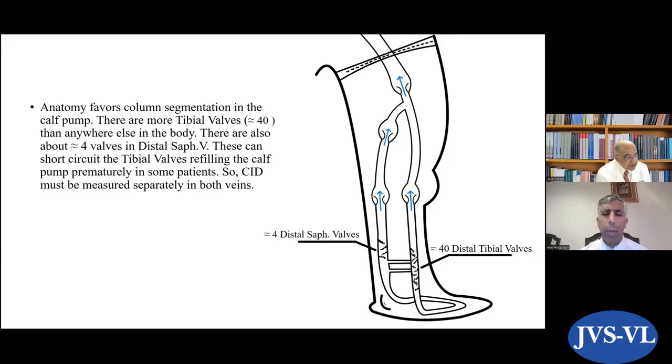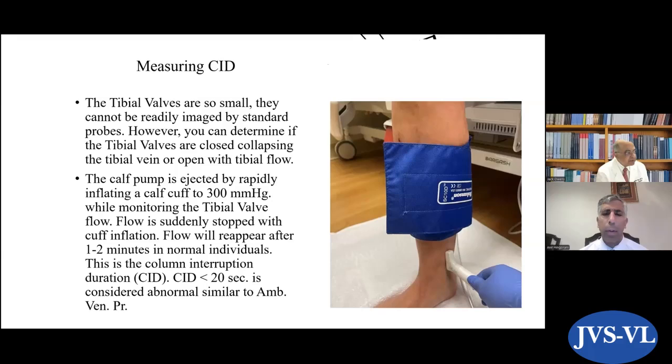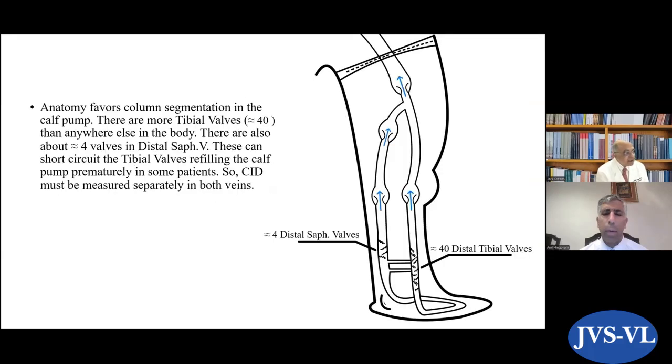The saphenous valves, as usual, can short-circuit the tibial valves, refilling the calf pump prematurely in some patients. So CID should be measured separately, both in the tibial vein and the adjacent saphenous vein in the lower third of the leg. Next.